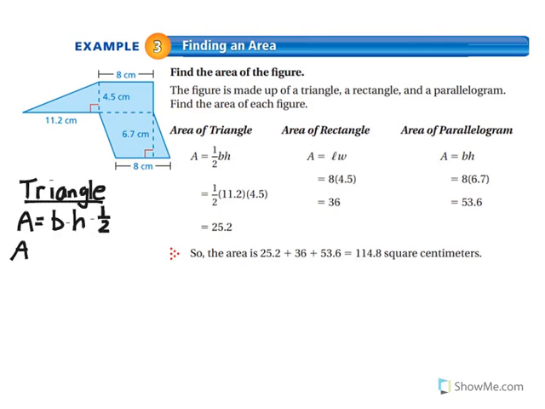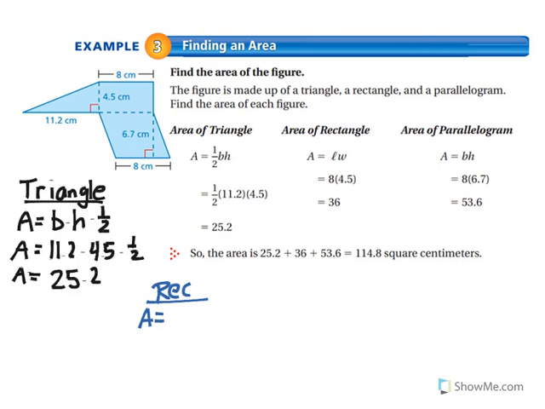And I put in my values. When you're doing base times height, you have to look for that right angle. So we have 11.2 times 4.5 times 1/2. Or you can use 0.5. When I do this, I end up getting 25.2. And then I'm ready for my next shape. My next shape, I have a rectangle. So I just put RECT down. I have area equals base times height.